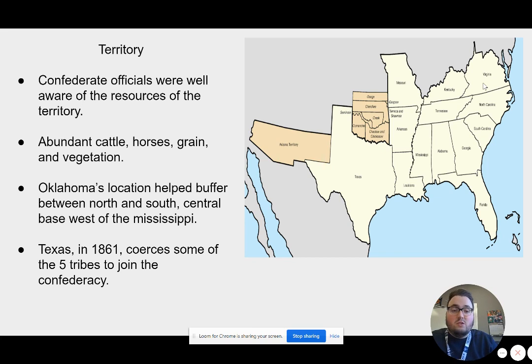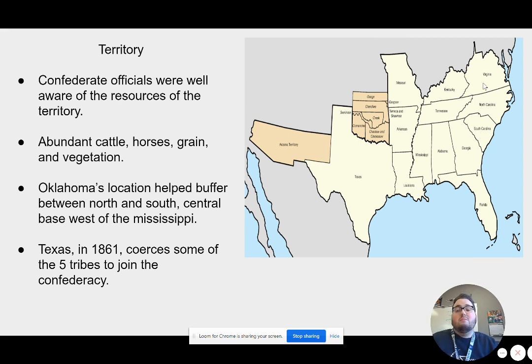Confederate officials were well aware of the resources of the territory. We had mentioned in our class before that present-day Oklahoma was chosen by the U.S. government because of its lack of resources and its desolate view by the U.S. government. Like we've had assignments over, this turned out not to be true. Oklahoma is a very fertile place, and it's easy to grow a lot of crops and to house a lot of cattle and different animals that you raise on farms.